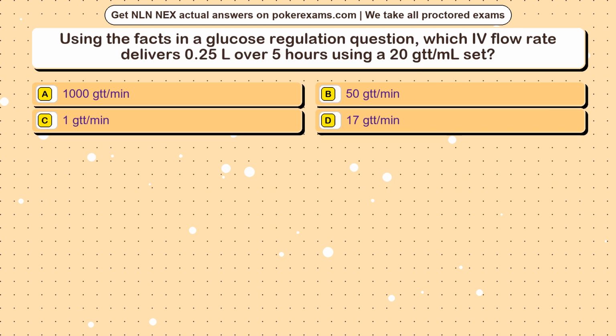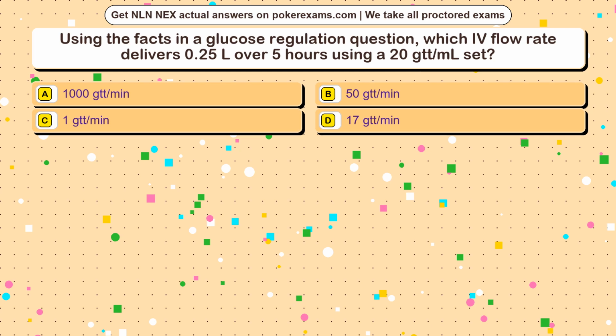Question 16. Using the facts in a glucose regulation question, which flow rate delivers 0.25 L over 5 hours using a 20 gtt/ml set? Option A, 1000 gtt/min. Option B, 50 gtt/min. Option C, 1 gtt/min. Option D, 17 gtt/min.